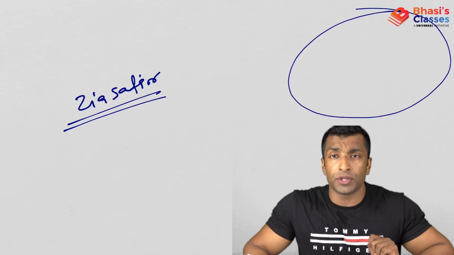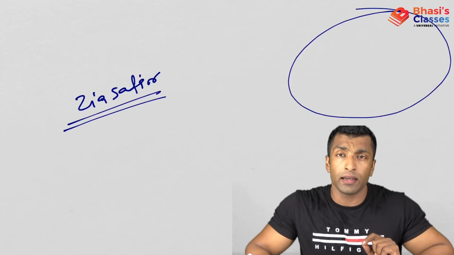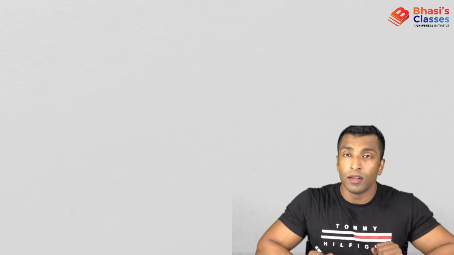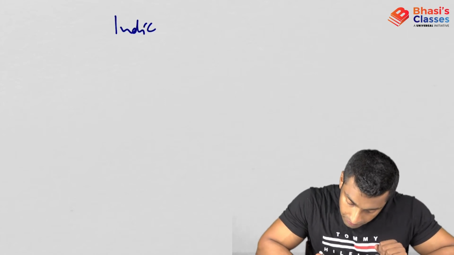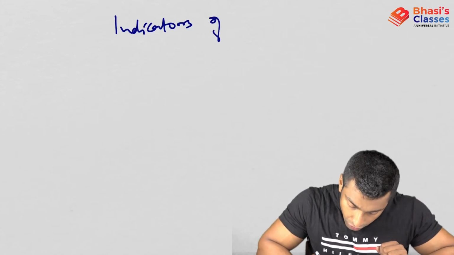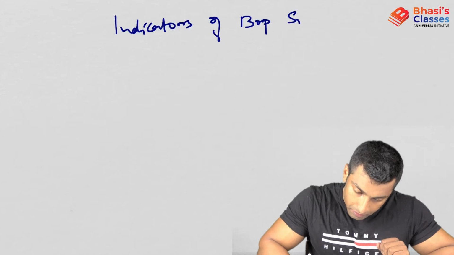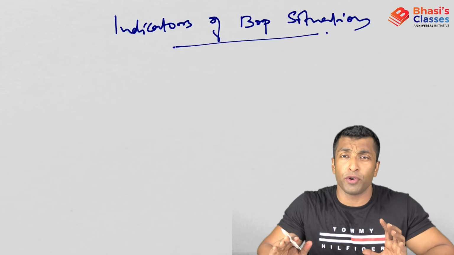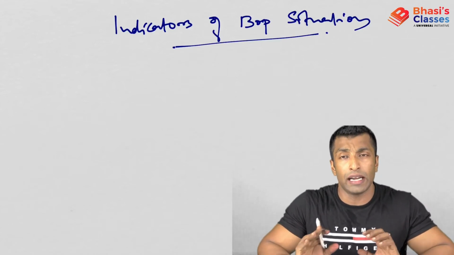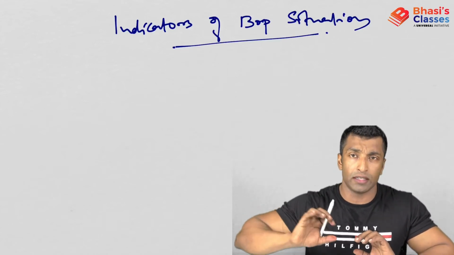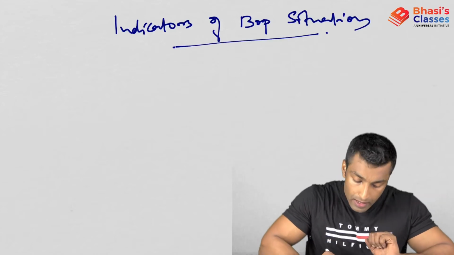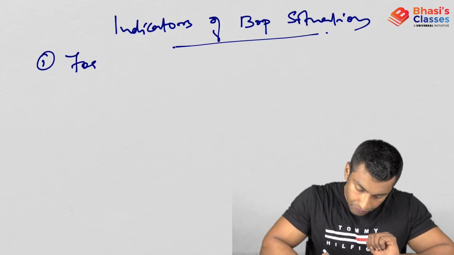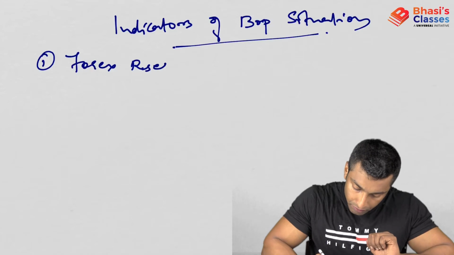So let's get started with today's session. We'll start off with indicators of balance of payment situation. Indicators of BOP situation. The first and most important one is forex reserves. I'll tell you what forex reserves are and what the components in forex reserve are after completing this one. So the first one I'm writing is forex reserve.